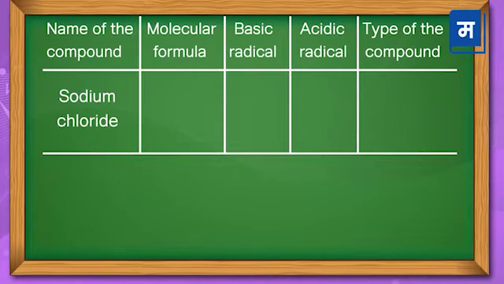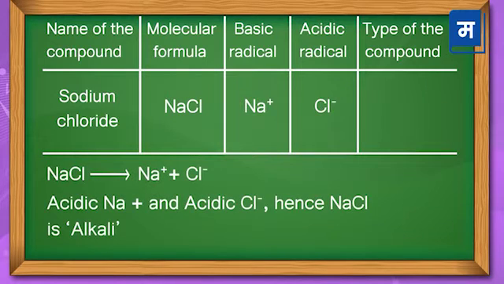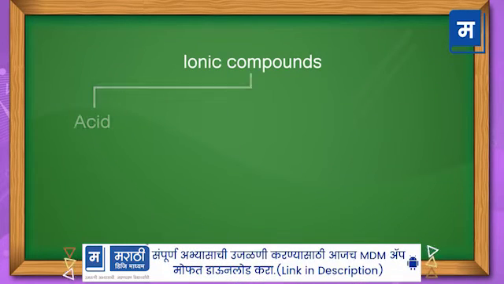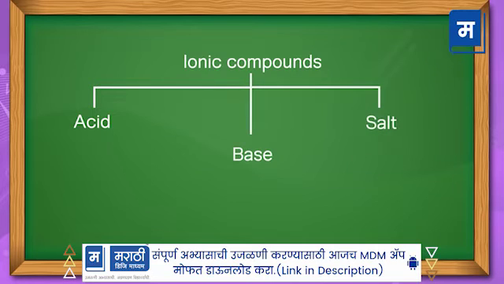Ionic compounds whose basic radical is different from H+ and whose acidic radical is different from OH- are called salts. For example, see NaCl, sodium chloride, in the table. It contains the basic radical Na+ and the acidic radical Cl-, so NaCl is a salt. Three types of ionic compounds can be seen from this table: acids, bases and salts.